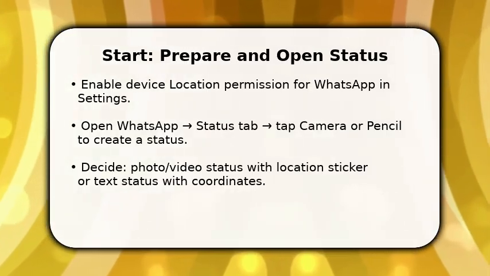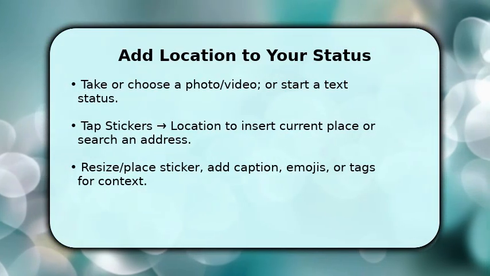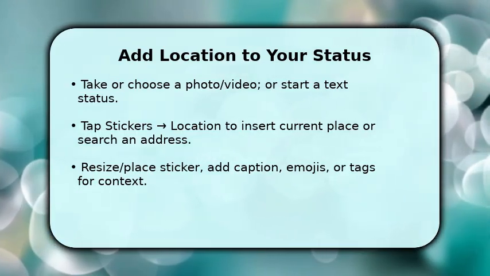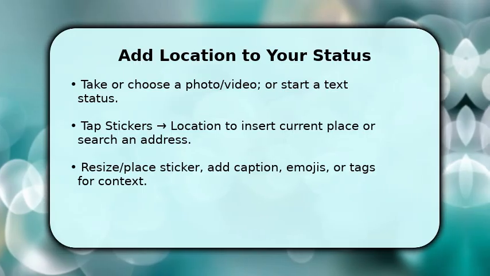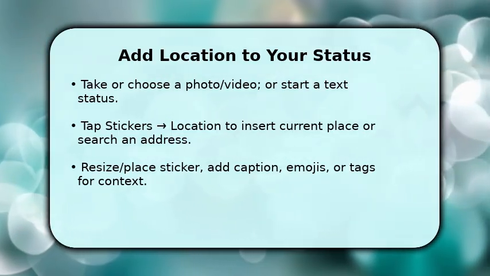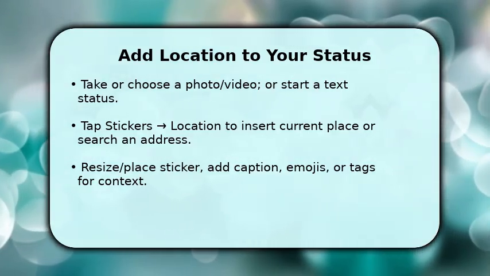Now create the content. Take or pick a photo or video, since visuals make the location clear. If you chose text, paste coordinates or a place name. After your media is loaded, tap the sticker icon, select location, and pick your current place or search for the address you want shown. Resize and position the sticker so it's readable but not obstructive.